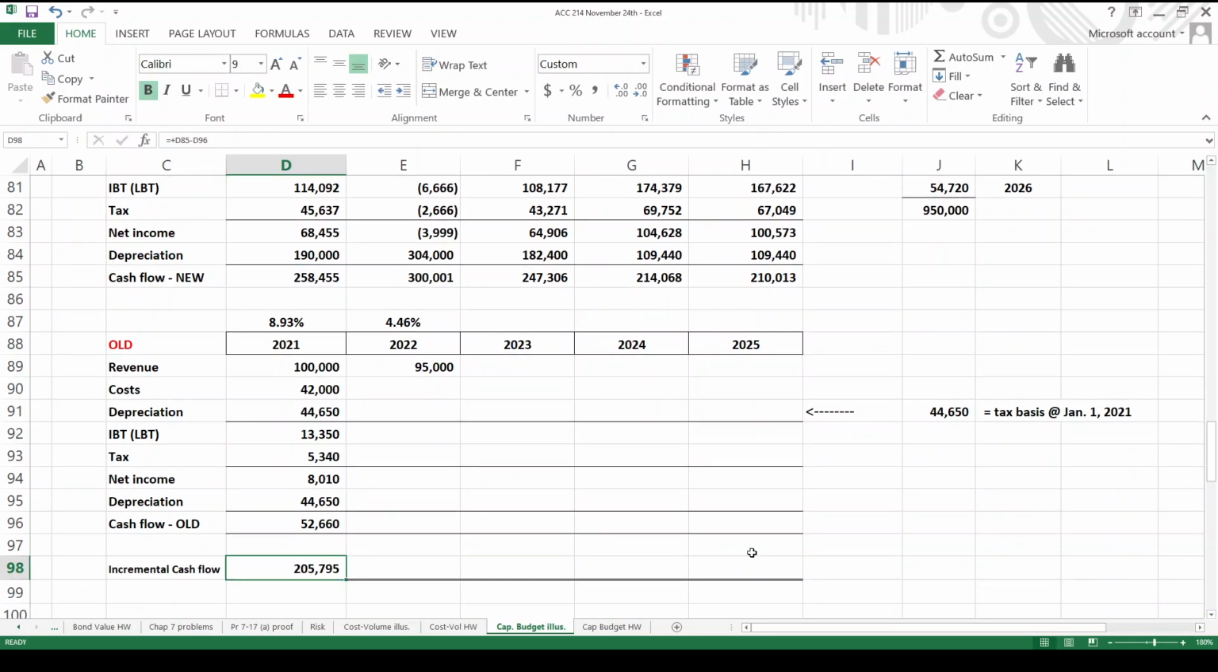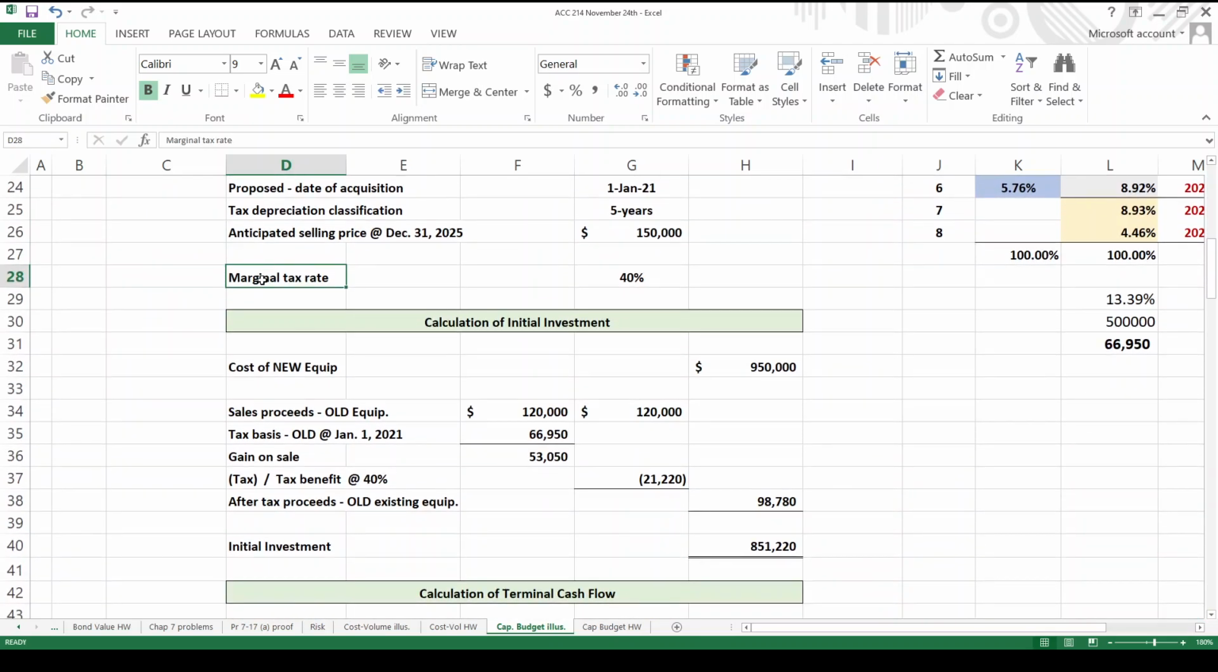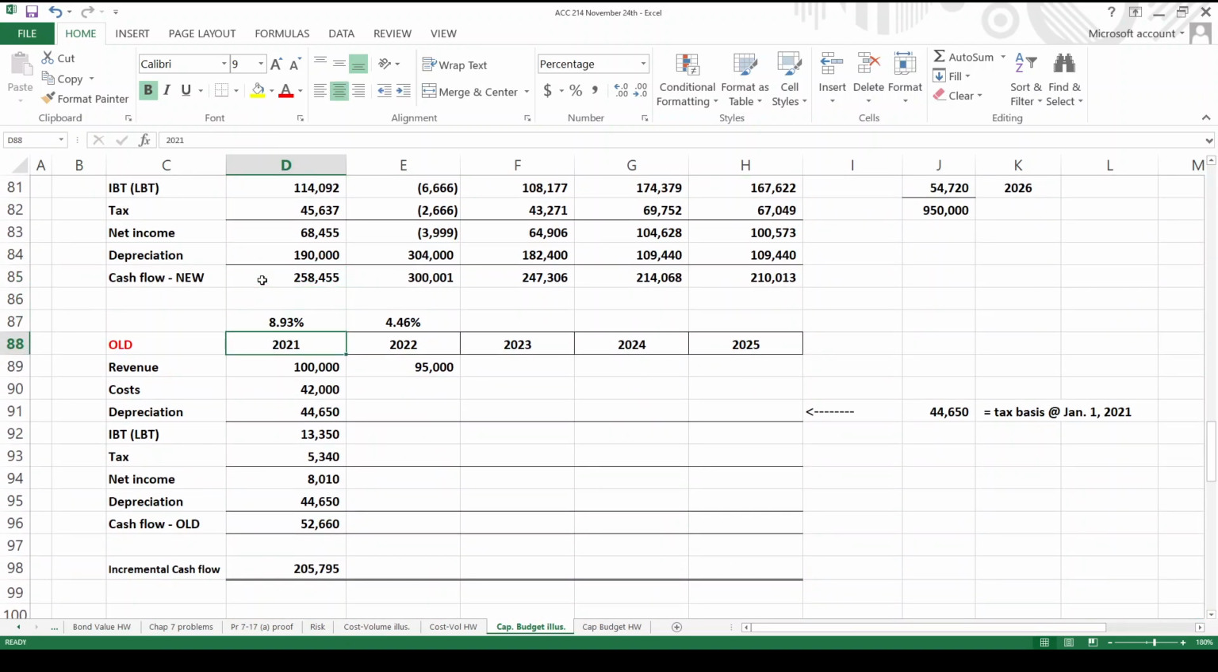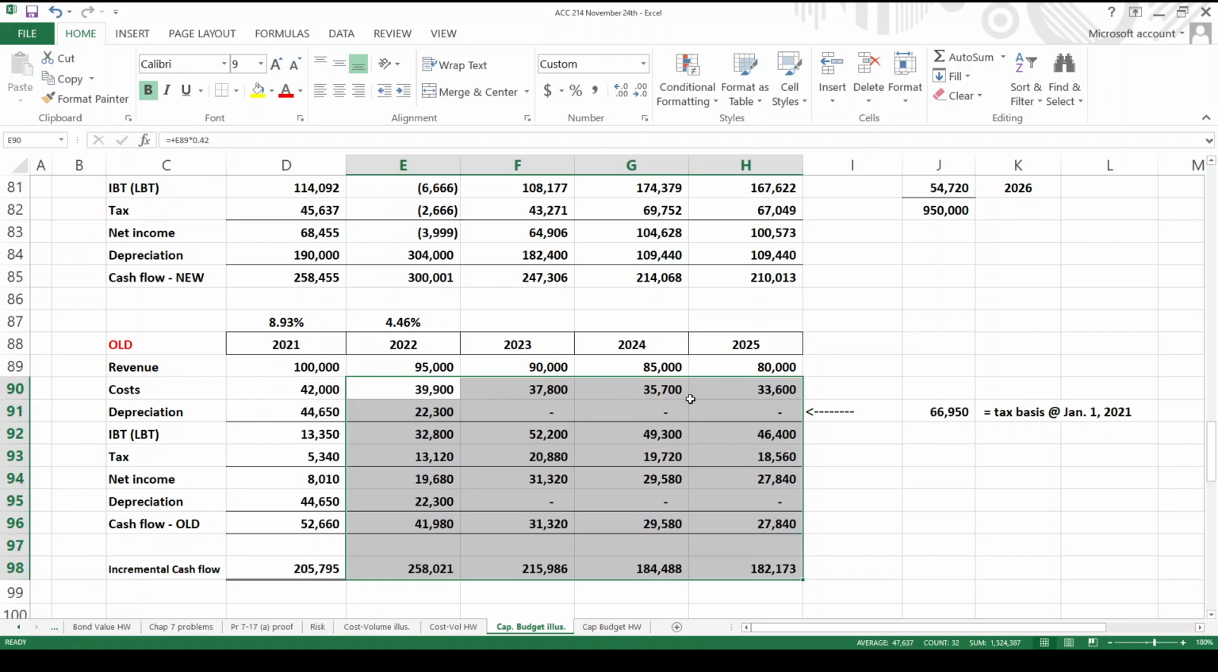Bingo. 205,795. Where's that number going to go? It's going to go over here. Yeah? All right. Let's figure out the rest of the years first. Let's see, these formulas going to work for us. I think they will. I'm going to copy all these guys across now, and then we'll see what happens. All right. It looks like it worked.